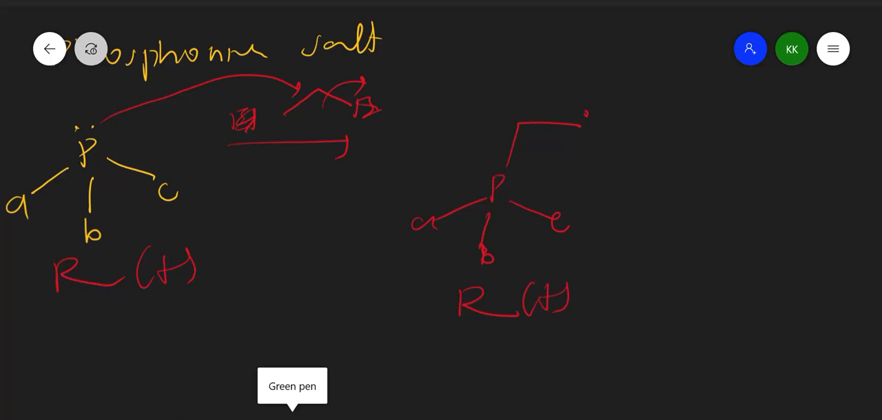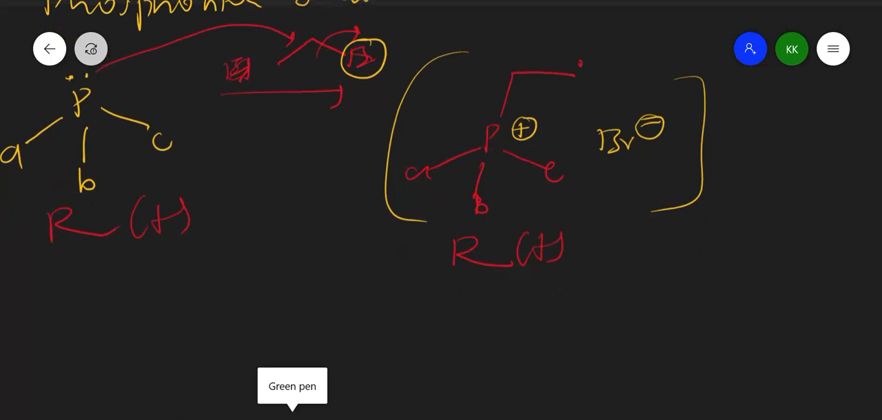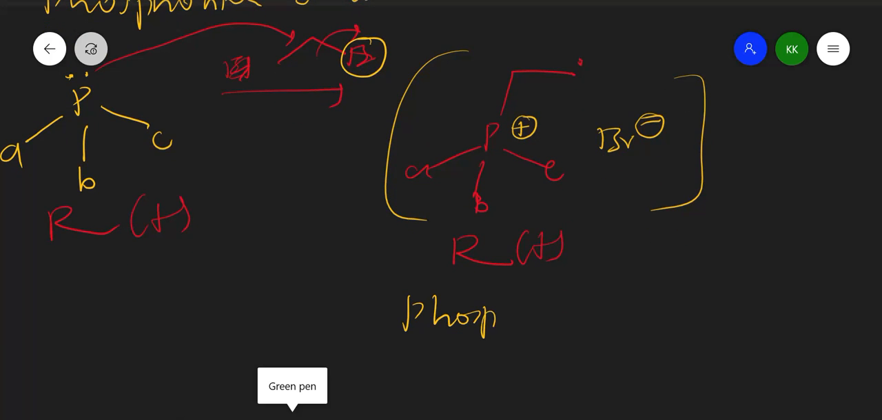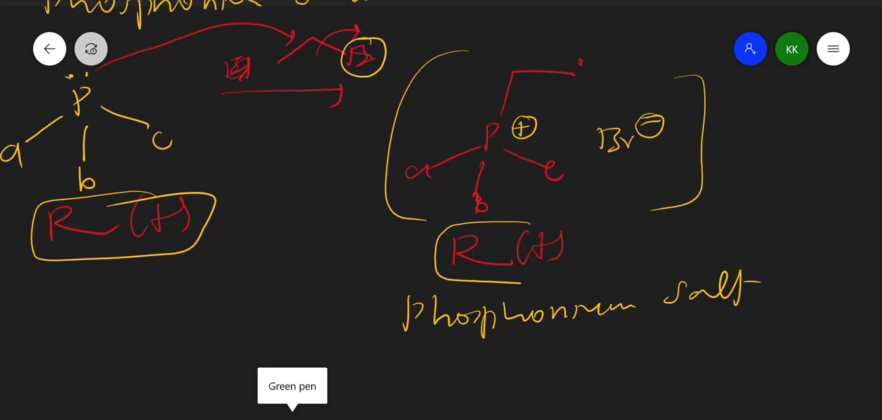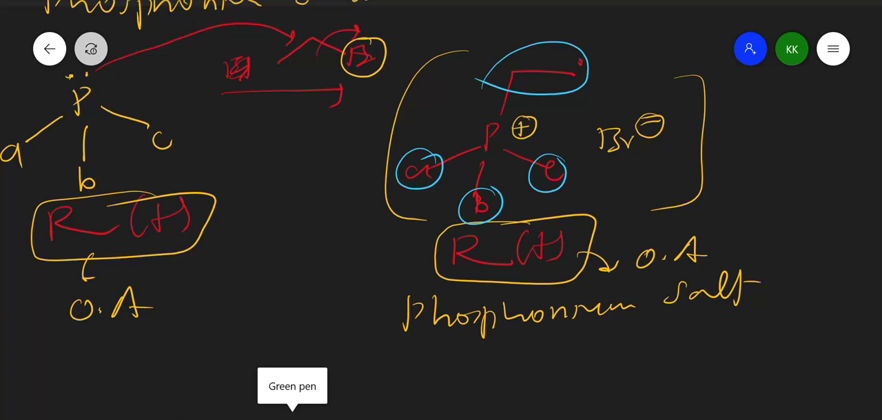But here the phosphorus lone pair has reacted, so this phosphorus gets a positive charge, and Br minus will be there in the solution. Cation and anion are present together, and we call it a phosphonium salt. This phosphonium salt is optically active, because initially it was R plus, and after forming the phosphonium salt it is again R plus. So this is also optically active, because this phosphorus is chiral. It is attached to four different groups, A, B, C and this ethyl, all different, so it is optically active.